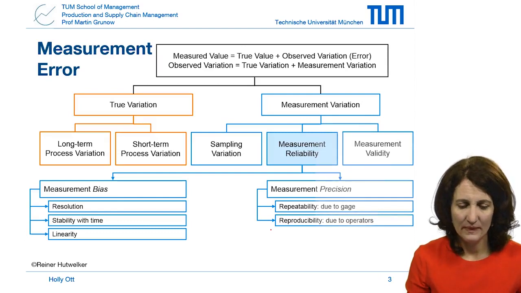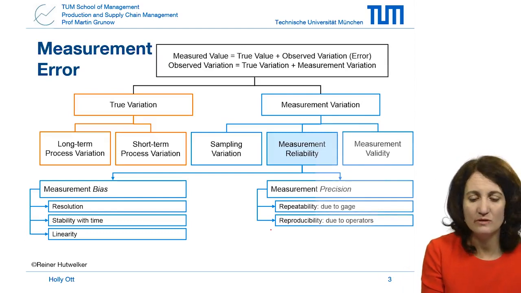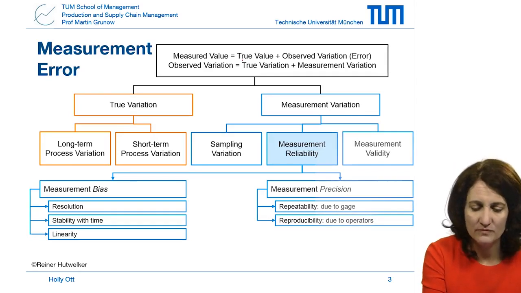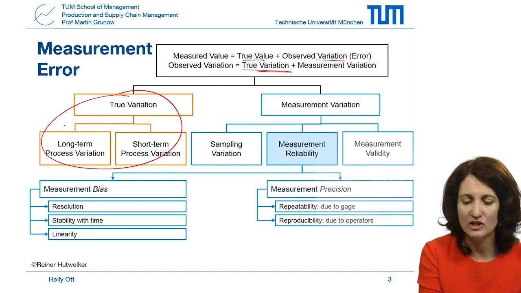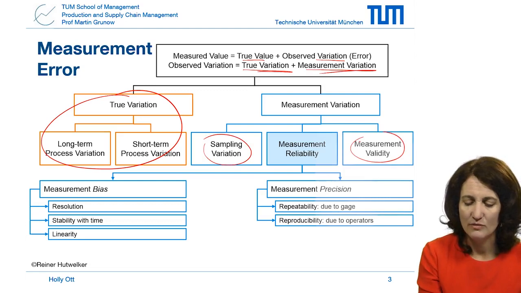Okay, again, we go through our chart again. We have a measurement value due to a true value and then to variation. This variation is due to true variation, so long and short-term process variation and measurement variation. And again, we can have sampling variation, measurement validity problems, and measurement reliability.